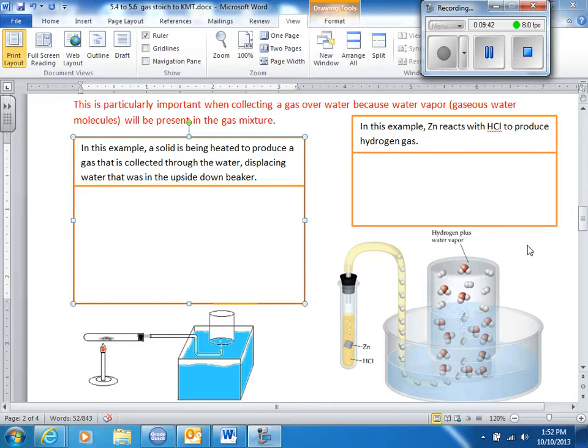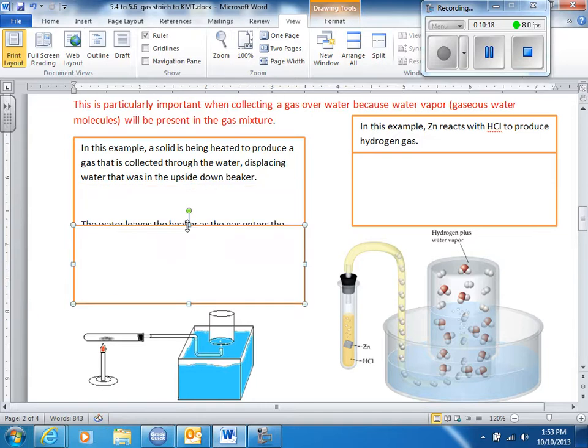All right, I had to zoom out a little bit so you could see the whole picture here. Okay, here are 2 pictures of a gas being collected over water. In this picture, the solid is being heated, and then a gas is being formed, and the gas is going through the tubing, up through the water, filling this beaker. Now, originally, this is an upside down beaker. It was filled with water, and the water is being displaced by the gas that is bubbling up into this beaker. So let's see what we have here. So the water leaves the beaker as the gas enters the beaker.